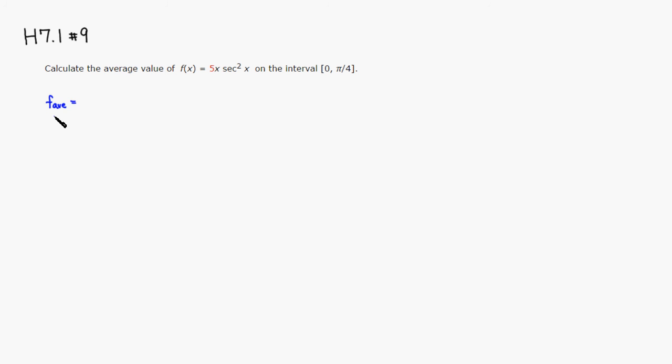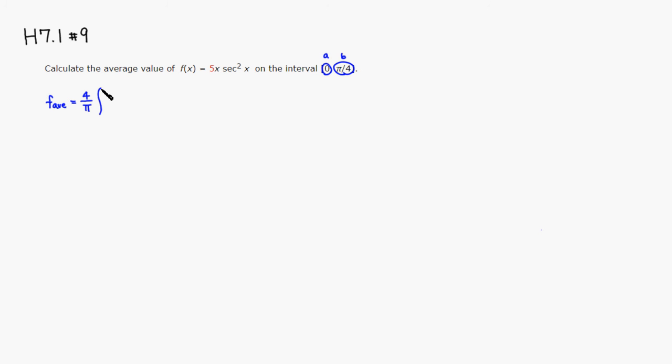So the a value is 0, and the b value is pi over 4. So we have the integral, and 1 over b minus a would be 1 over pi over 4. I can just go ahead and write it as 4 over pi. So this is just going to be 4 over pi.